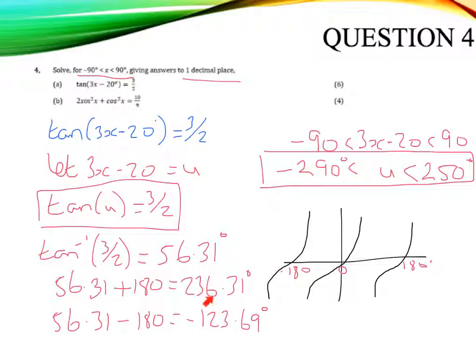Okay, now before I do anything else, let's just check to see whether these are in my new range. 236.31, well that's still less than 250, so that's okay. Minus 123.69 is here, that's okay, we're still not below minus 290, but I can't add another 180 degrees to this because that'll take me over, and I can't take another 180 degrees from here because that will take me over this side as well. So the 3 solutions that I've found so far for u are 1, 2, 3 here. Now, I'm just going to go on to the next page and show you how we're then going to turn those into values of x, because I've not quite finished yet.